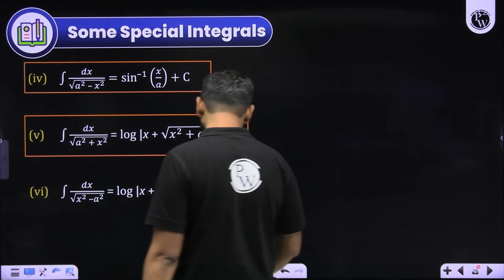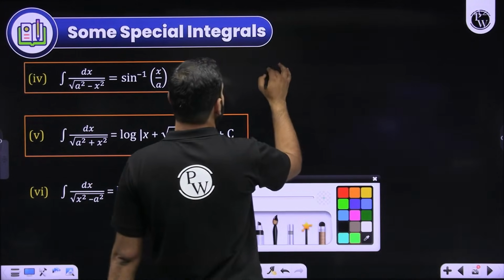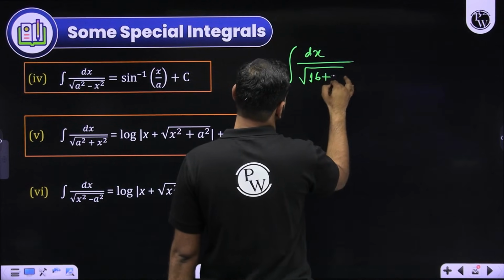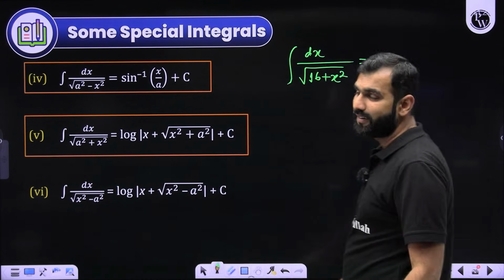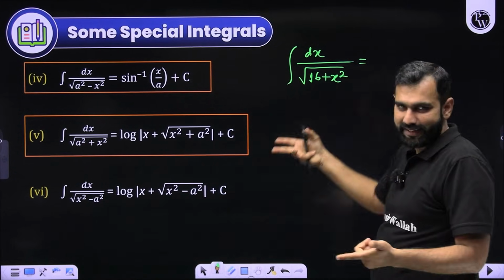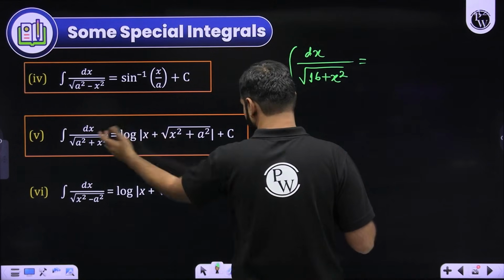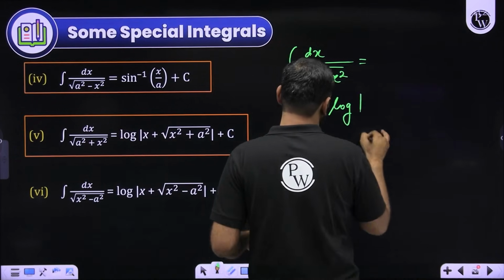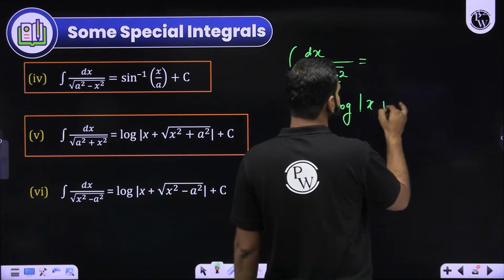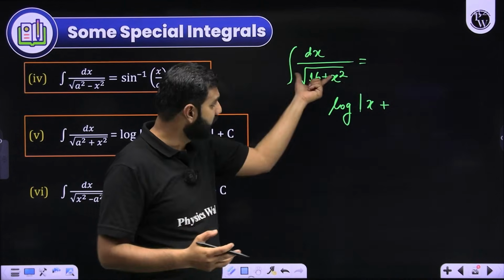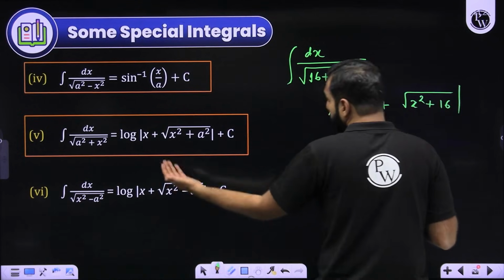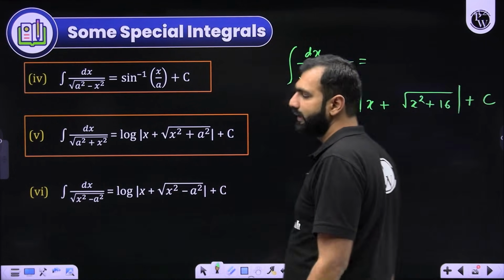What does it say? Let's take an example. Let's say any question matching to it can be taken. Let's say dx upon under root of 16 plus x square is what we are dealing with. Now, I hope you can clearly relate it with dx upon under root of 4 square plus x square. So, a becomes 4, x is x. So, I hope you can write the integration of this expression directly as log of mod of x, the variable, plus under root of x square plus a square, which is under root of x square plus 16 or 16 plus x square, whatever you wish to write it as, plus c. So that is how you integrate this kind of an expression.